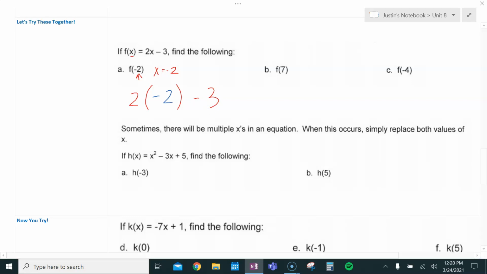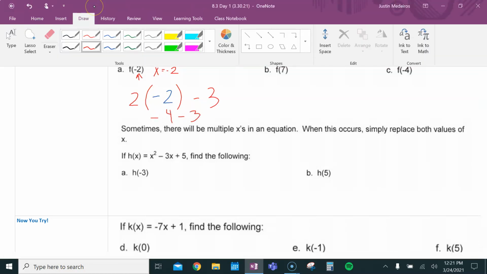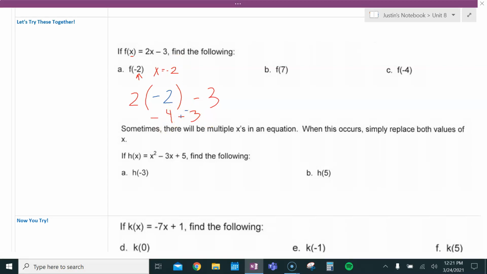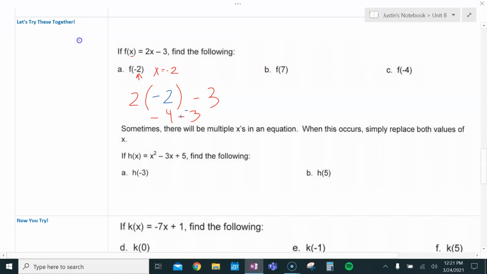Okay, so after we plug in the x into the function, what we're going to do now is evaluate or solve this. So we start off with our multiplication, because multiplication comes first in PEMDAS. That's 2 times negative 2, which is negative 4. And then we have negative 4 minus 3. And again, when you have a minus sign here, you can change that to a positive, and our 3 becomes a negative. And now we're simply adding two negatives together to give us a negative 7.